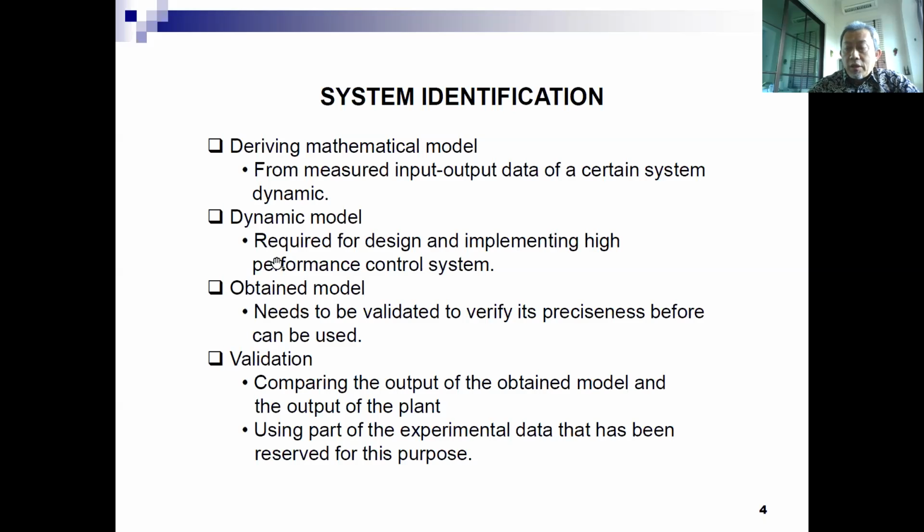That's why we need to obtain the model, and it needs to be validated to verify its preciseness before it can be used. In validation, we compare the output of the obtained model and the output of the plant, meaning that like yesterday, we compare between the measured and simulated. Measured is real, simulated is estimation.